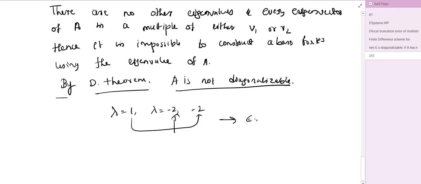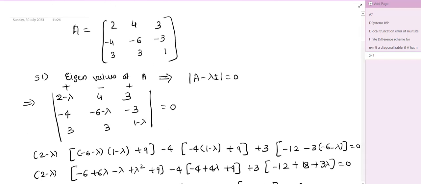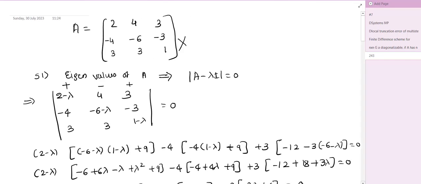But in this case, we have got only two eigenvectors. Hence, we conclude that there are no further eigenvectors. Whatever eigenvectors we have got will be either a multiple of V1 or a multiple of V2, which is not a new one. So therefore, we say that the given matrix A is not diagonalizable. Okay, so this is how we conclude whether the given matrix is diagonalizable or not, by checking the corresponding eigenvectors. So this is for the non-diagonalizable case, guys.